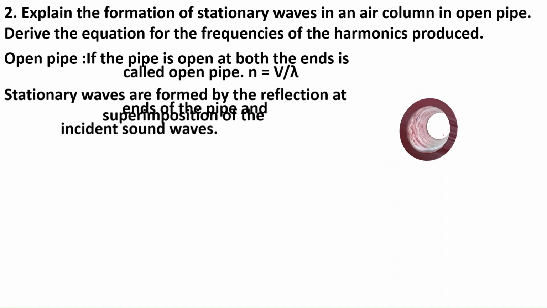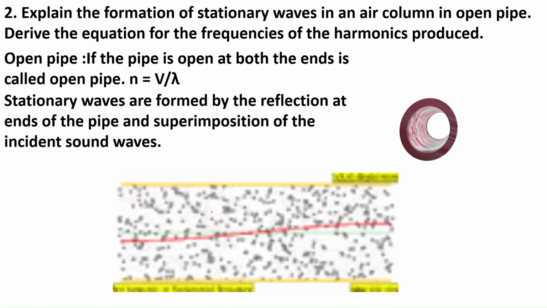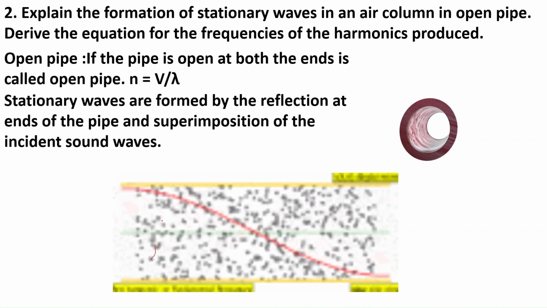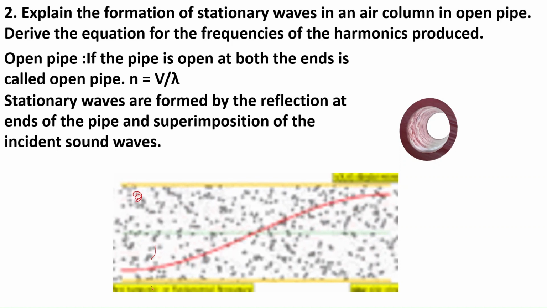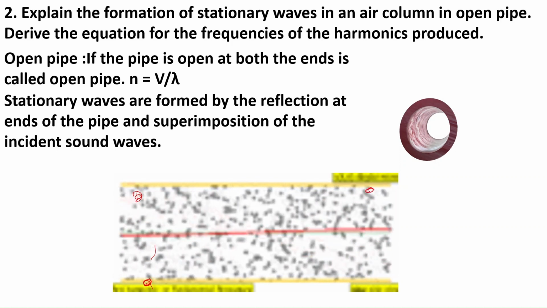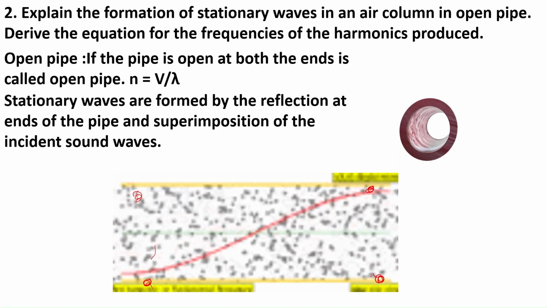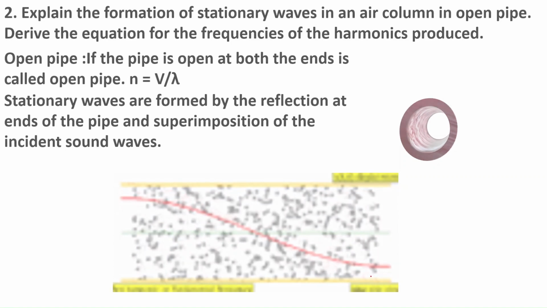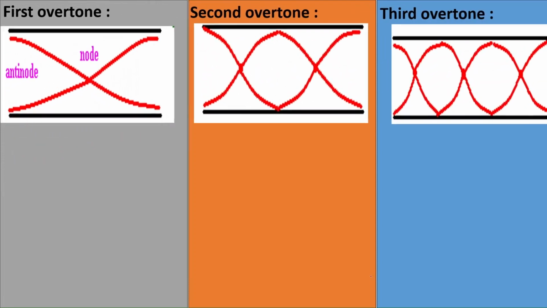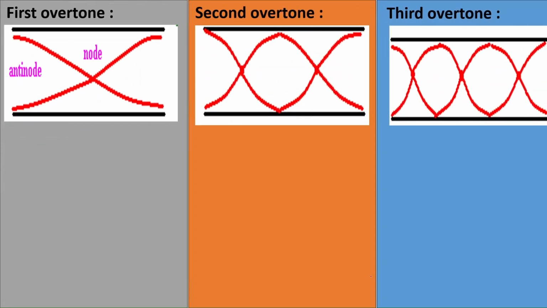Now you can see the frequencies of the waves, here this is the compression, here and here, similarly here and here. These waves are created by the reflection and superimposition in the open pipe. Now you can see the three overtones in the open pipe. This is the first overtone, this is the second overtone, this is the third overtone.